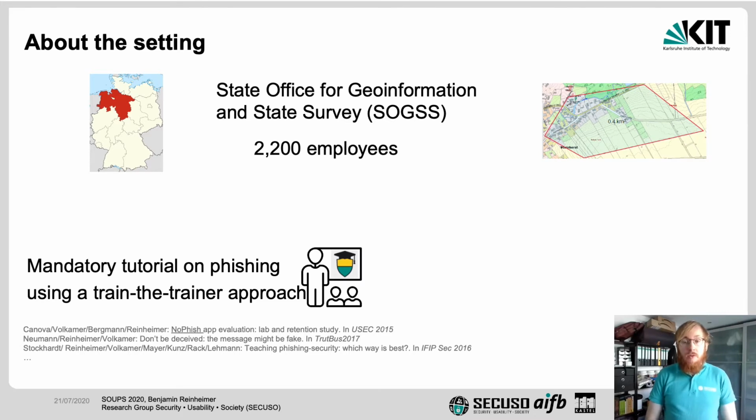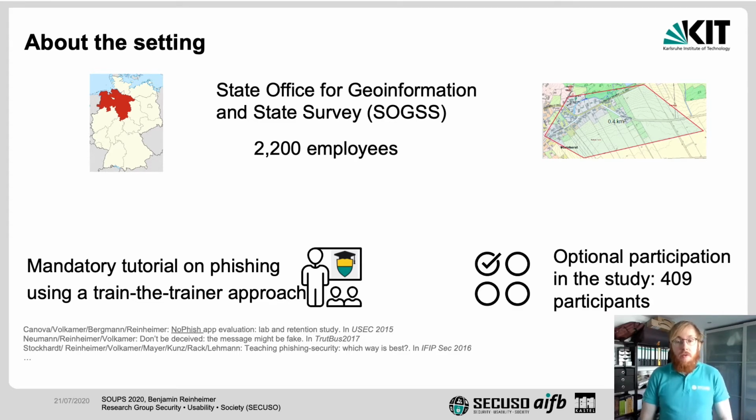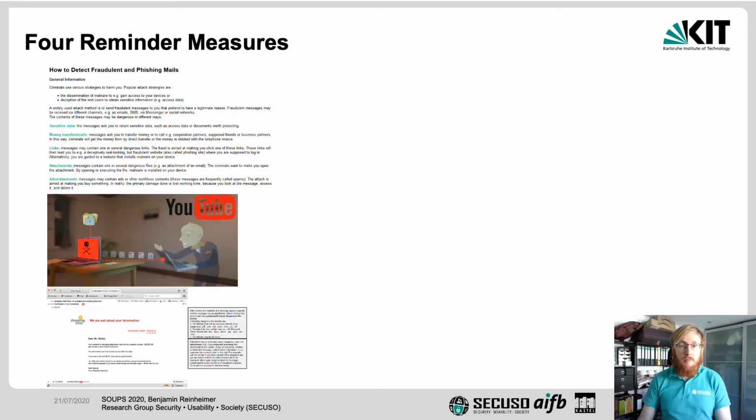To stay as close to the actual organization context, the organization used a train-the-trainer approach with the NoPhish course. The NoPhish course has already been studied in a lot of different variants like Android app, video or instructor-based training, and the NoPhish course was adapted to the organization setting in a way that the examples used were actual examples that the organization received themselves. For those 2,200 employees, the participation in the actual study about the awareness and knowledge retention was optional. After cleaning data for reasons like external help, we ended up with 409 participants.